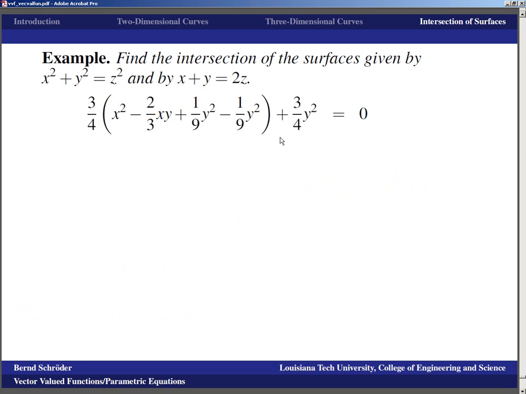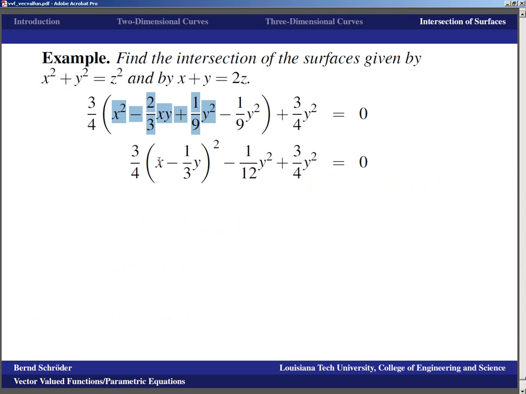So, here's what we had on the previous panel. And now we can break that apart. This here becomes x minus 1/3 y quantity squared, and we have, of course, kept the 3/4 from out front. 3/4 times negative 1/9 ends up being, well, 3 times 1/9 is 1/3, and 1/3 times 1/4 is 1/12. So we end up with negative 1/12 y squared here, and we keep the 3/4 y squared here.